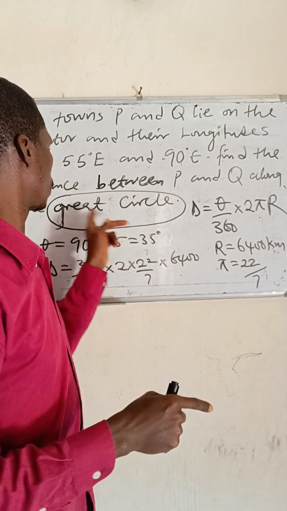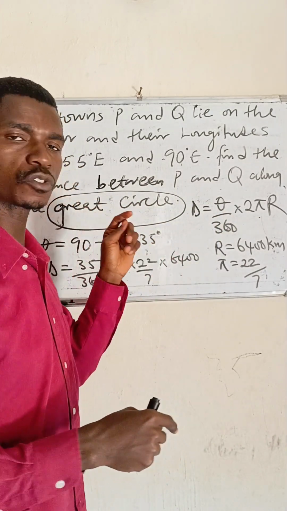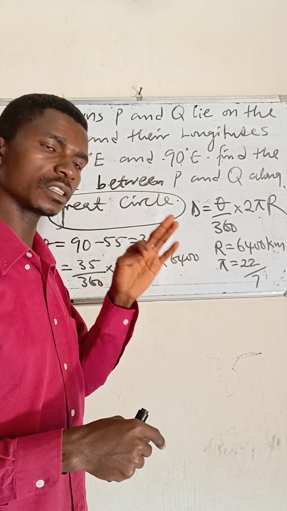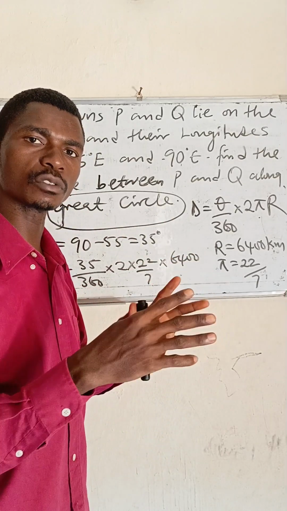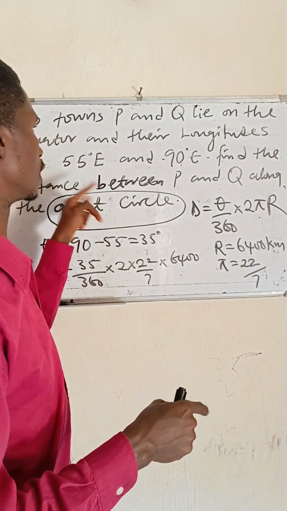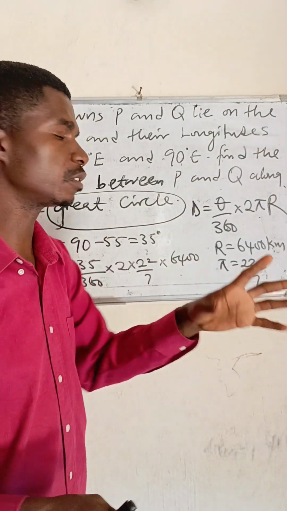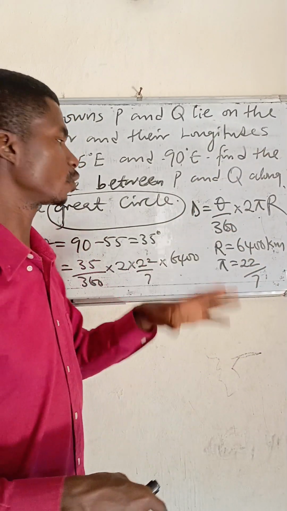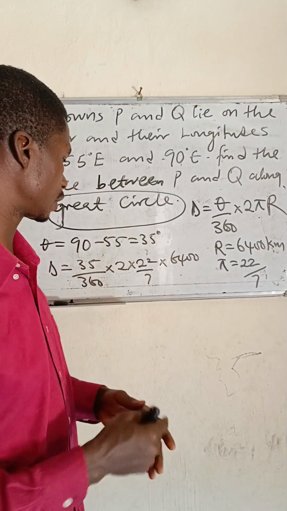If it is for small circle, the way we solve it is different. In my next class, I'm going to solve small circle. If they don't mention small circle, what the external exam normally uses to confuse students is "along parallel of latitude." They will ask you to calculate the distance along the parallel of latitude. Immediately you hear that, just know they are talking about small circle. So we are coming to that in my next class.